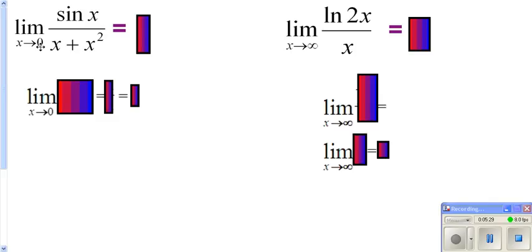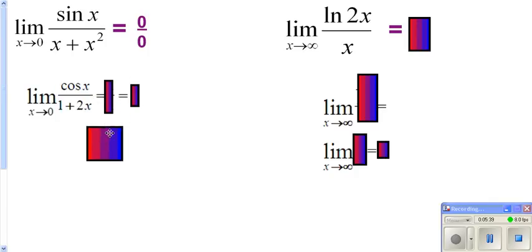Well, we need to go ahead and try to take our limit. So we plug in 0, 0, and 0, and we get 0 over 0, which is an indeterminate form. So you take the derivative of the top, derivative of the bottom. Then you try to plug in 0. Plug in 0 on the top, cosine of 0 is 1. Plug in 0 on the bottom, you get 1, so you get 1 over 1 or 1.